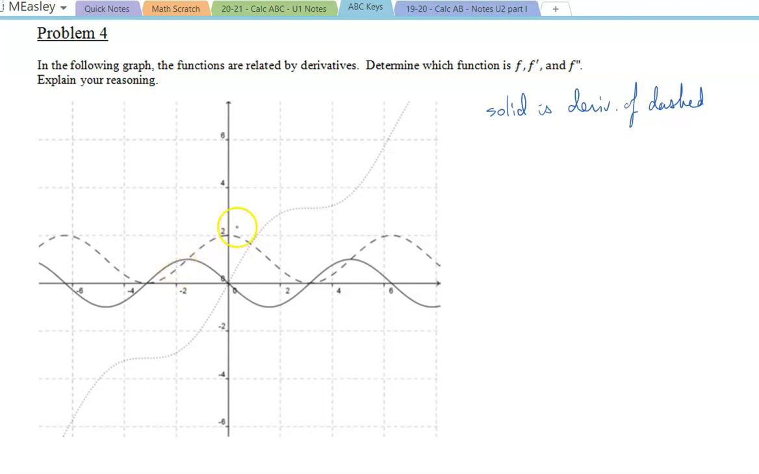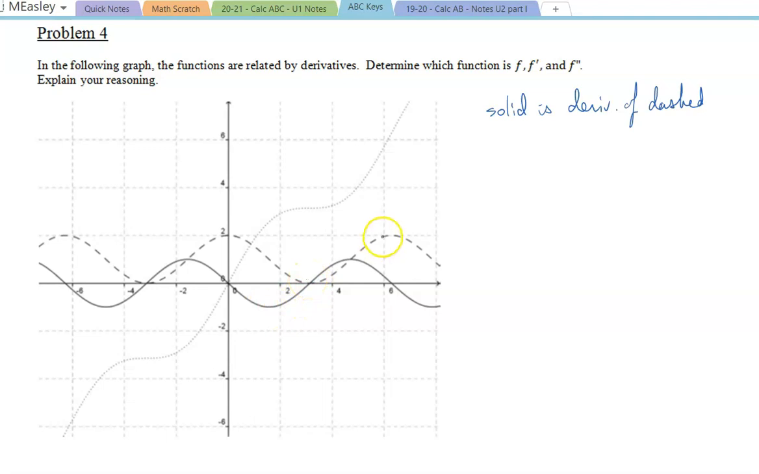Now let's look at the dashed curve. Right here, the dashed curve is increasing, and on this same interval, from a little bit less than -3 up to 0, this function being increasing means that its derivative should be positive, which it is if our statement here is true. So where this dashed one is increasing, the solid one is positive. Where the dashed curve is decreasing, the solid curve is negative, so that matches.